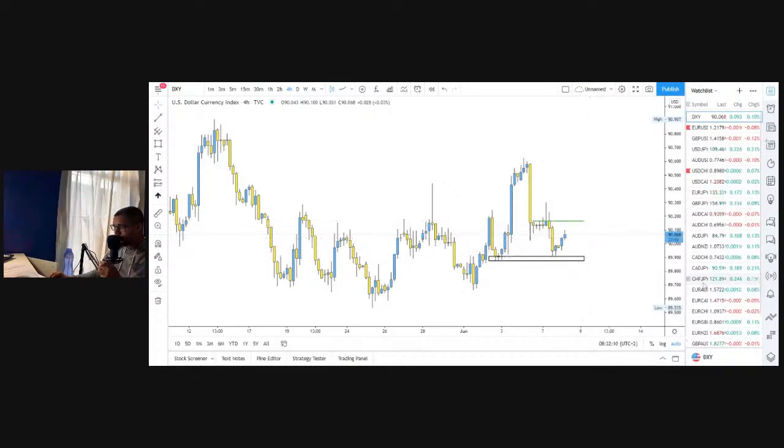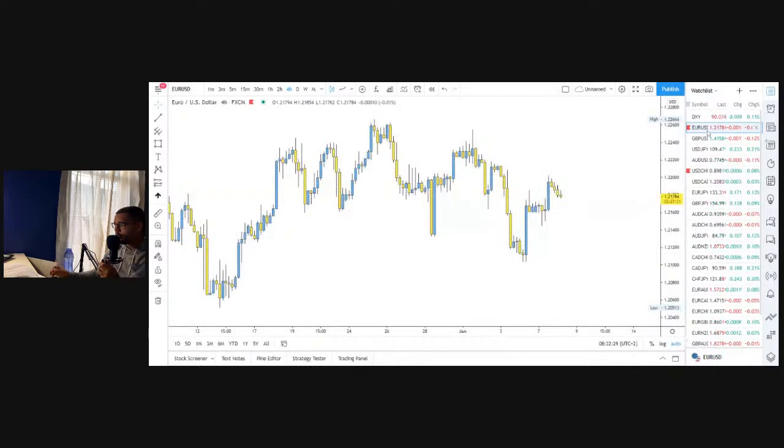So that's what we're looking for on the 4H from DXY, okay? But I'm expecting DXY to continue higher. If we break this barrier, we can then possibly see price coming all the way up to here or even making a higher high. That's looking quite clean, quite easy.